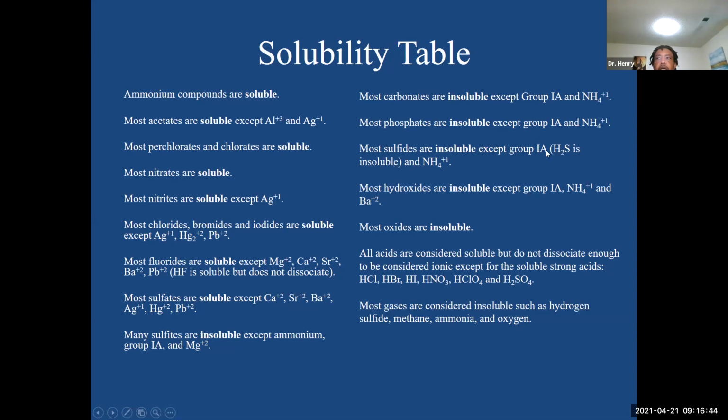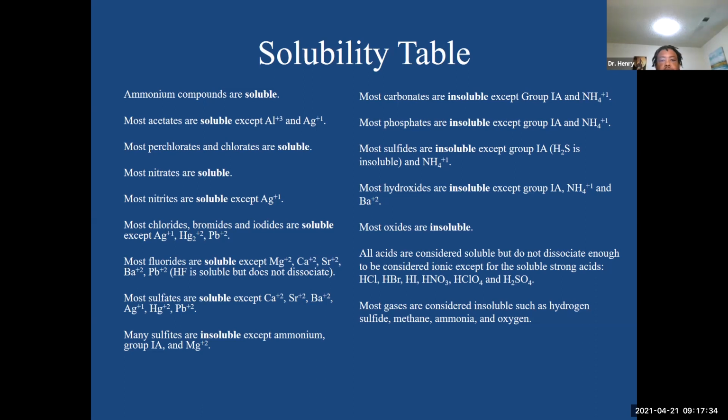Now, hydrogen sulfide is going to be insoluble. Sorry, dihydrogen sulfide. Most of your hydroxides are insoluble, except when they're with group one metals, ammonium, and barium. And we know that barium hydroxide takes a little bit of energy to get it to dissolve, some heat. We talked about that earlier. Most oxides are insoluble. And then all of our acids are considered soluble.